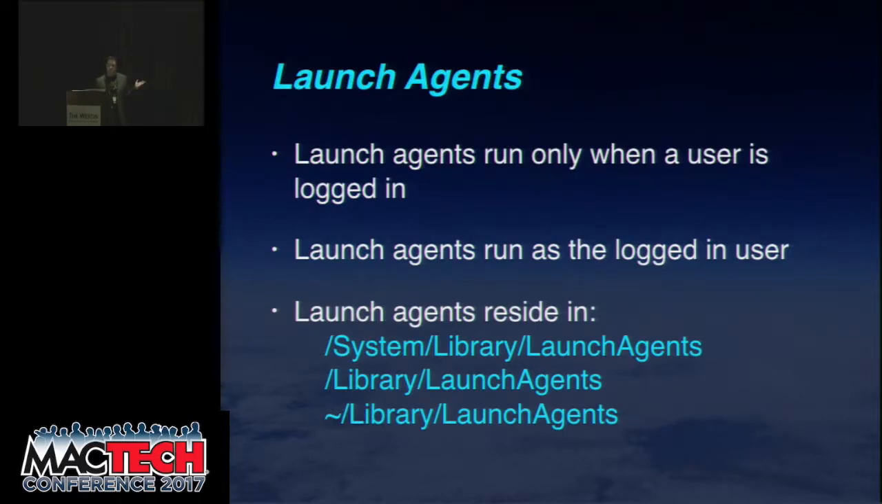The system ones are the core ones that Apple wants running anytime a user is logged in, and they include things like the dock and Spotlight. The second folder, /Library/LaunchAgents, that is an empty folder by default, and so is the home Library/LaunchAgents folder, and these may contain third-party launch agents.